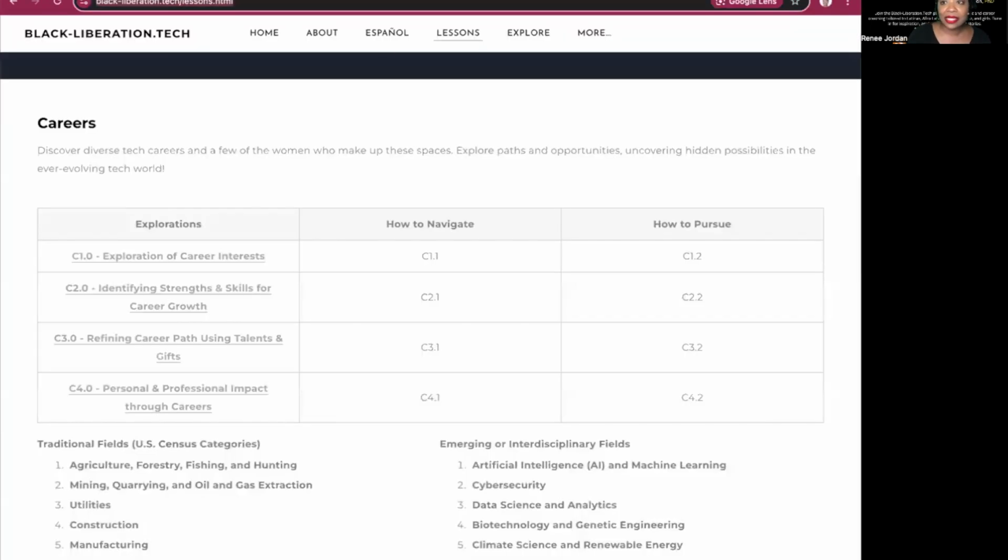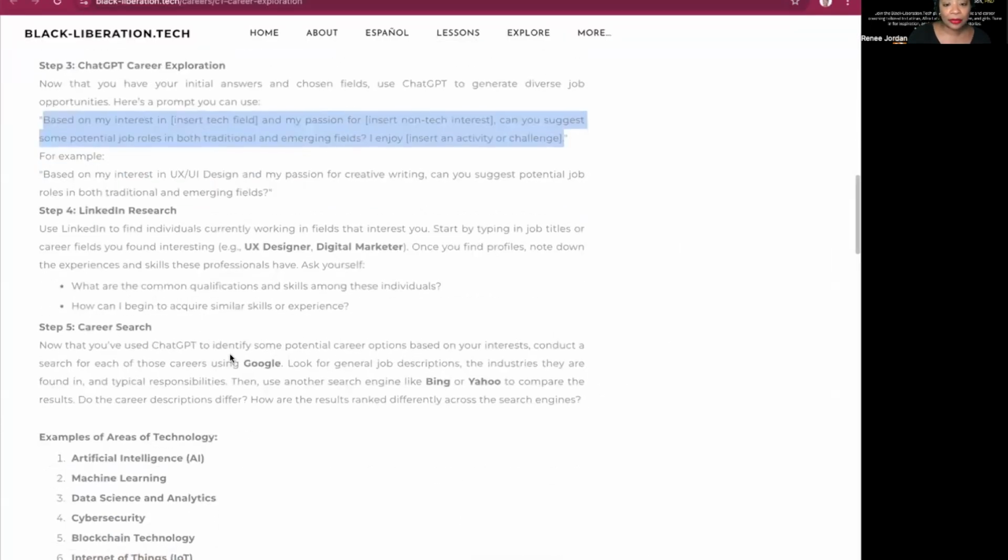Now, the last step for this one, and we will close it out, step 5, career search. Now that you've used ChatGPT to identify some potential career options based on your interests, conduct a search for each of those careers using Google. Look for general job descriptions, the industries they are found in, and typical responsibilities. Then use another search engine like Bing or Yahoo to compare the results.